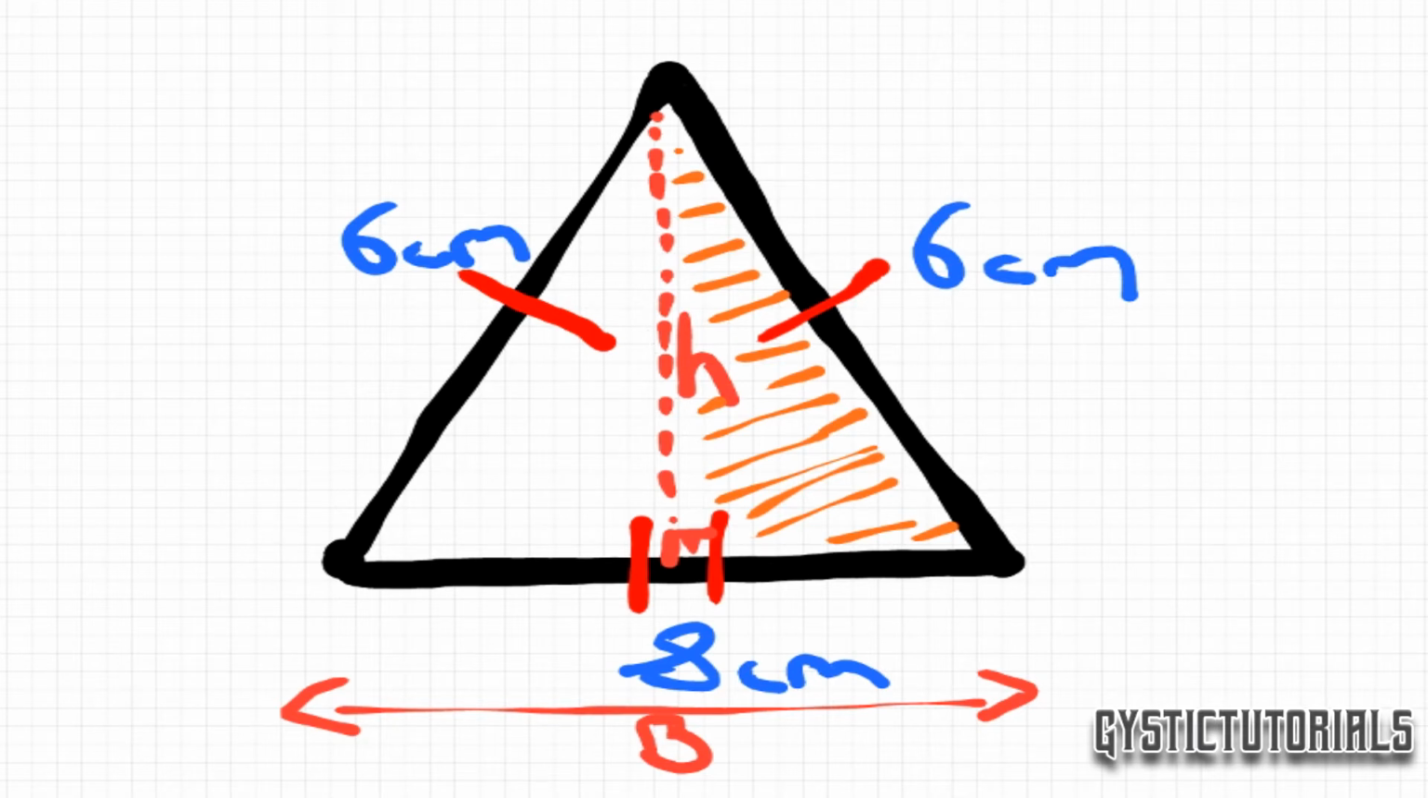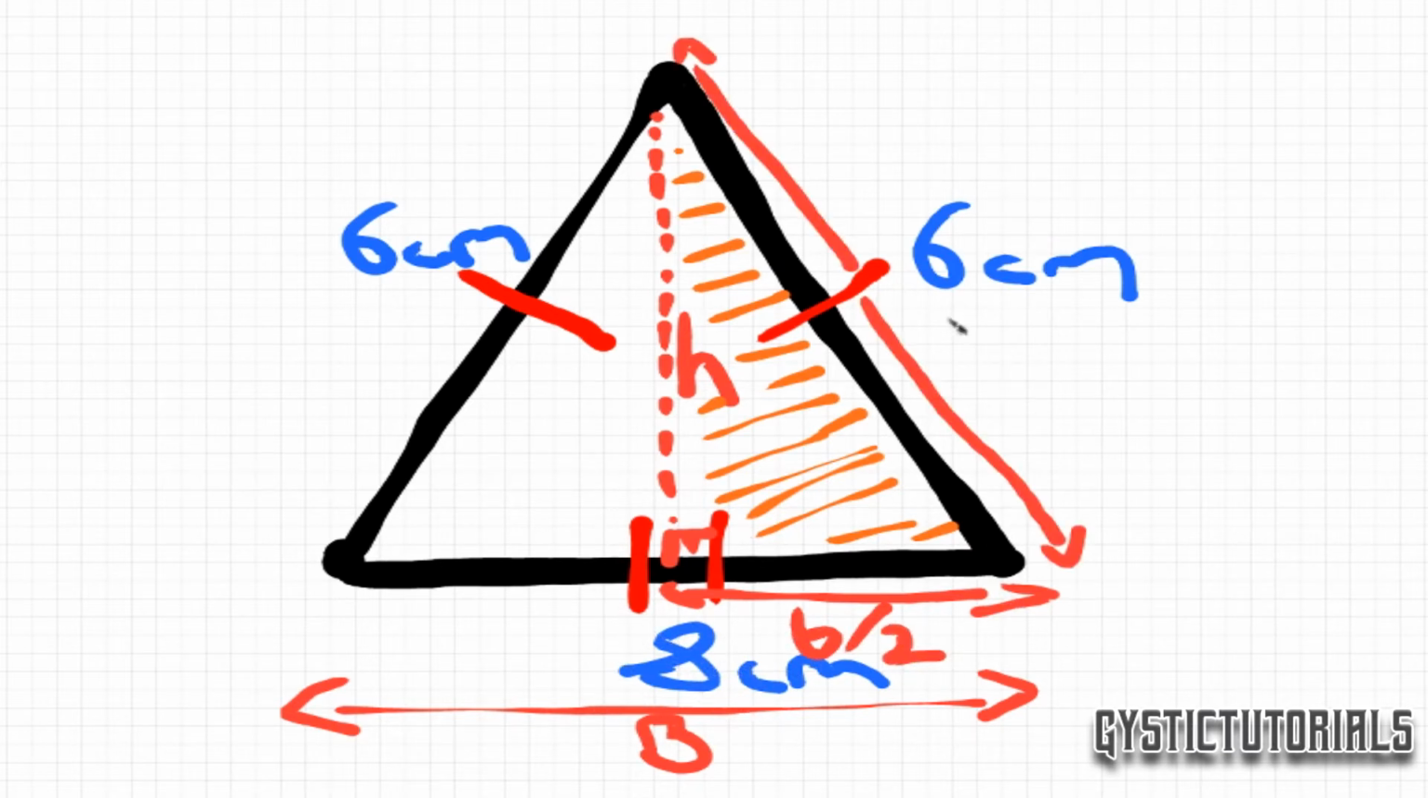Okay, so first we want to identify our sides. That is the height, that is the base, and this half is, let's just say, B divided by 2. It's 8 divided by 2, which is equal to 4. And this side we're just going to label side.